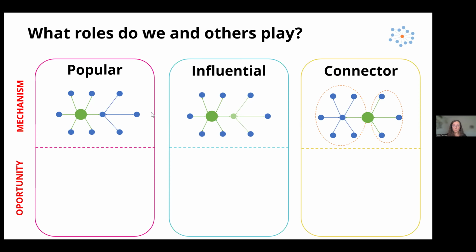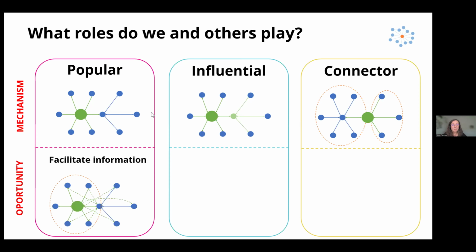Now, in terms of the opportunities that these roles offer for individuals or organizations are the following. So for a popular node, individual or organization, they can facilitate the access to information in a way that is much more difficult to do from other key roles. So they can include more people, more actors within the ecosystem, in information flows.